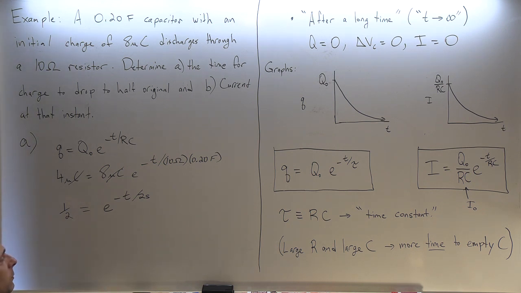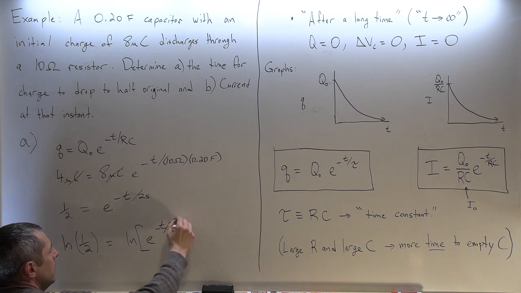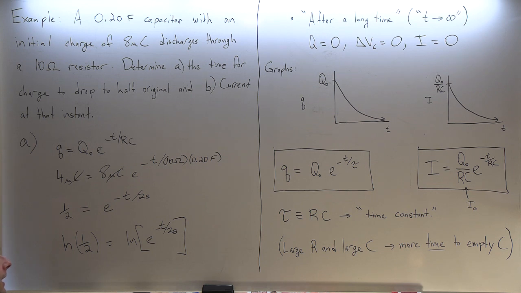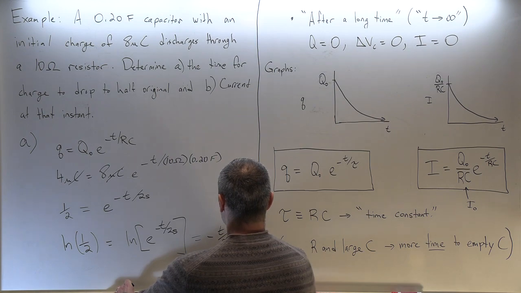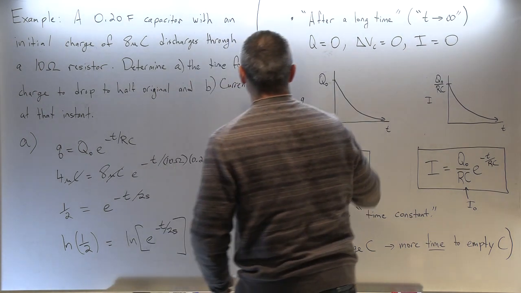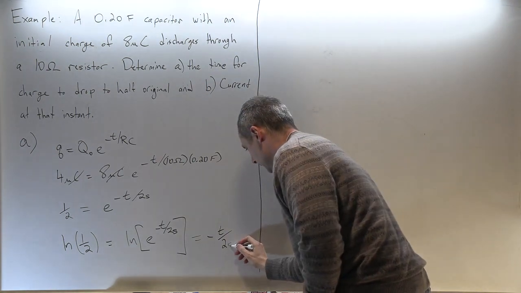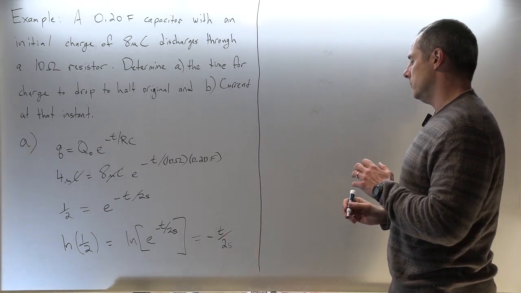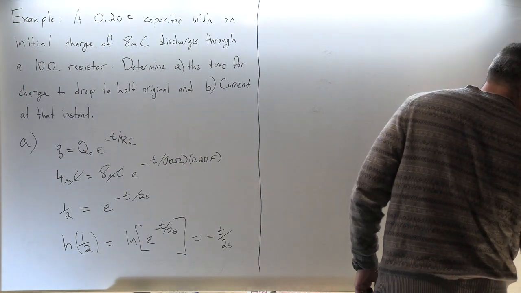So how do we solve for t? What we have to do is take the natural log of both sides to eliminate the exponential. So what we have on this side is log of e to the minus t on 2 seconds, which just turns into negative t on 2 seconds. I'll drop the unit for now. Okay, actually, why not? We'll throw the unit in there. Next thing I'm going to do is take the log of 1/2, put that on a calculator, and I think that's negative 0.63 if I remember correctly.